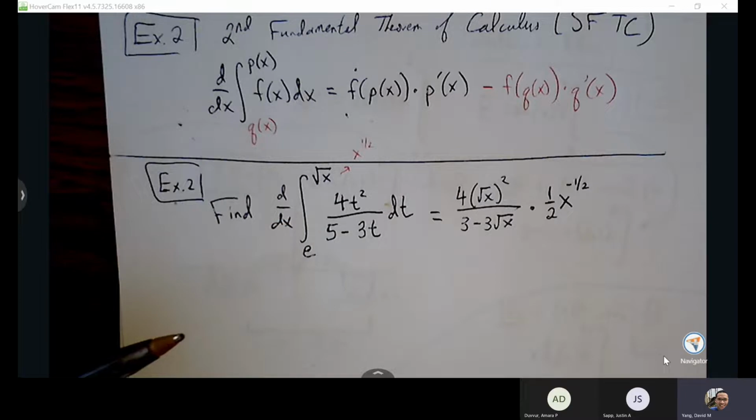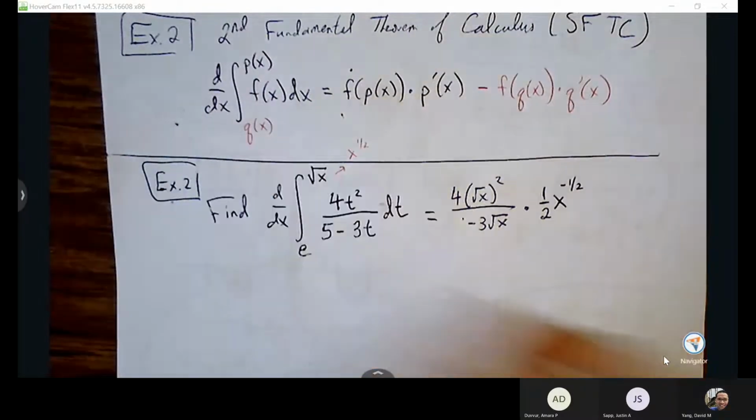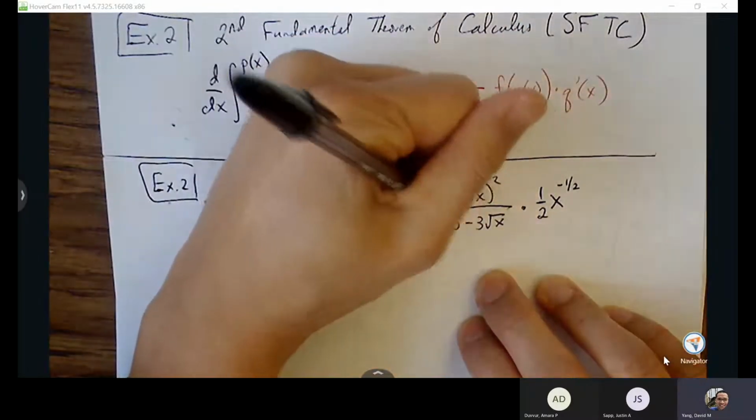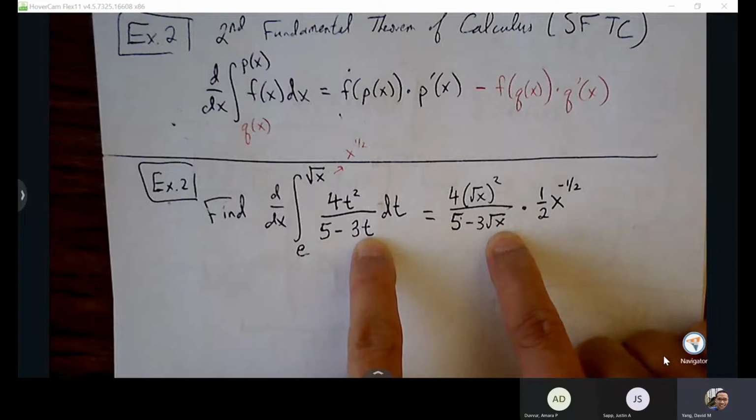Did you get the 5? Oh, 5, yeah, I misread. Yeah, I'm just copying everything. I should have copied everything from the previous portion. I'm just replacing the t with root x.